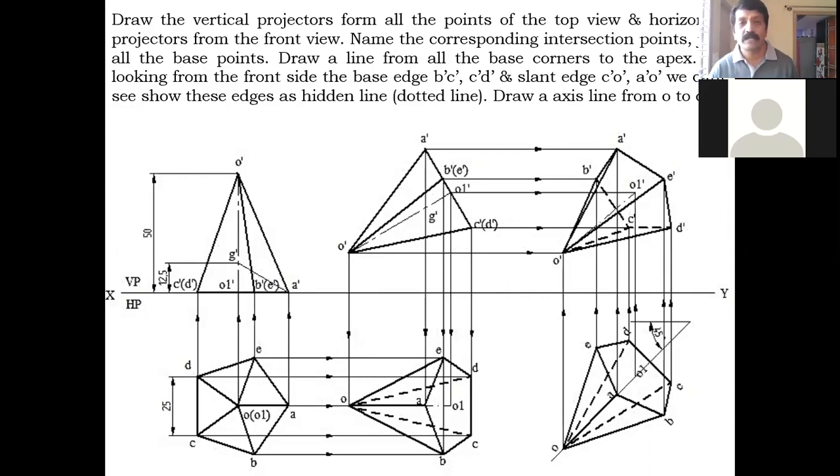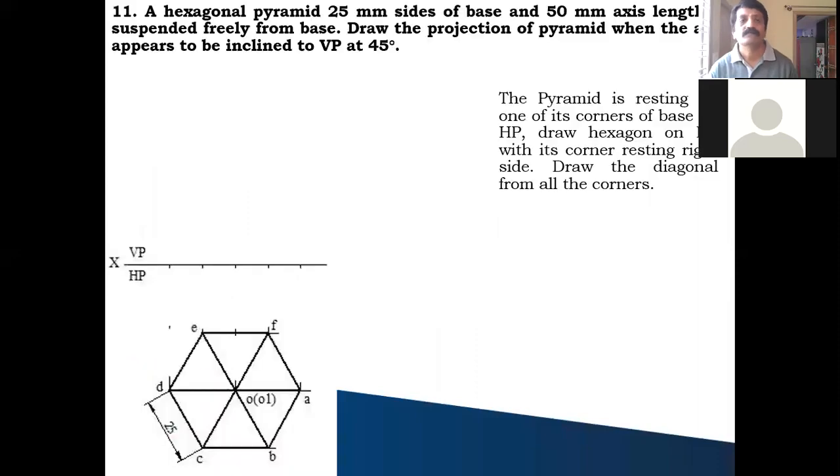Okay, so one more example, a hexagonal pyramid freely suspended, we'll discuss for today. What is given: a hexagonal pyramid, 25 millimeter base side and axis 50 millimeter length, is freely suspended from its corner. You can suspend freely only from the corner. From an edge we cannot suspend it. Okay, so this you have to remember. For freely suspended examples, you have to take the corner condition only. Draw the projection of the pyramid when the axis appears to be inclined at 45 degrees.